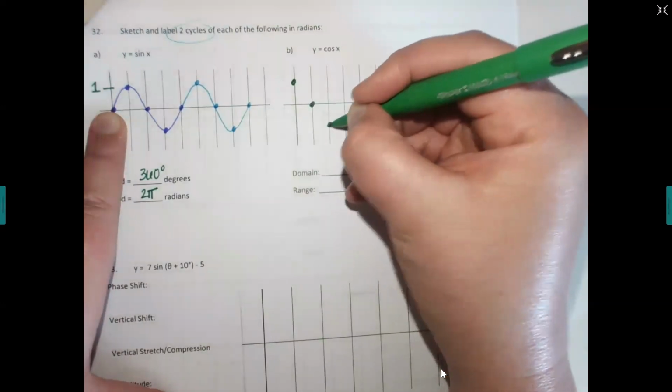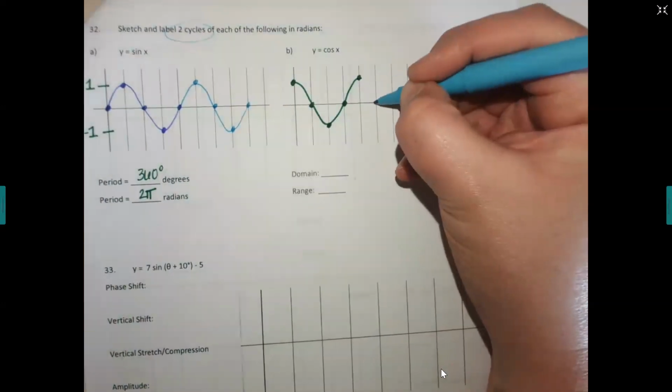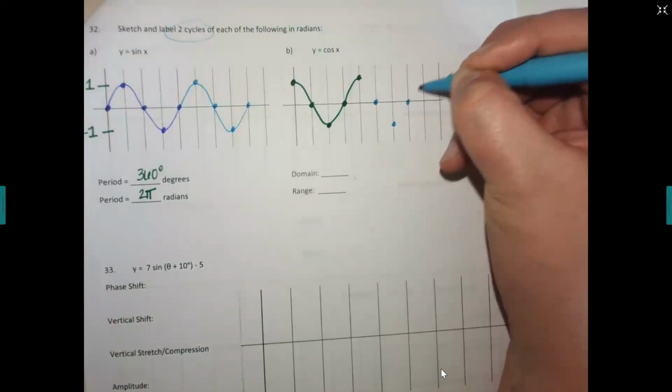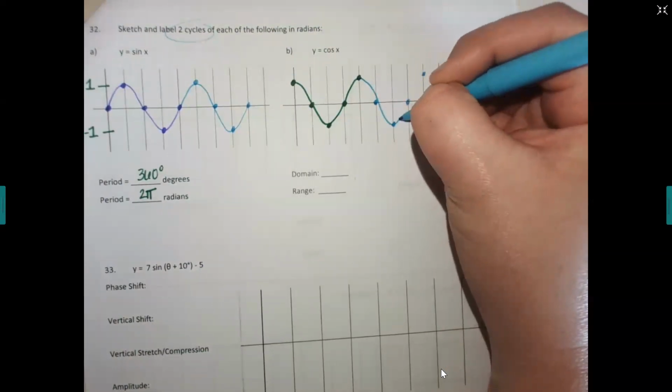The only difference between the sine and cosine graphs is that sine starts at the center, cosine's already at the top when it starts. And then it goes middle, down, middle, up. There's your first one. Then if you want to draw your second wave, since it says 2 complete cycles, we'll go back to middle, low, middle, high.